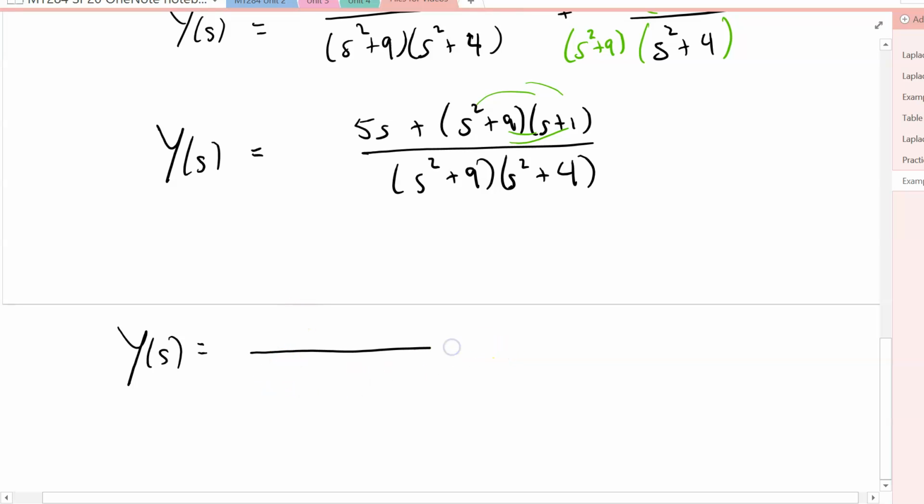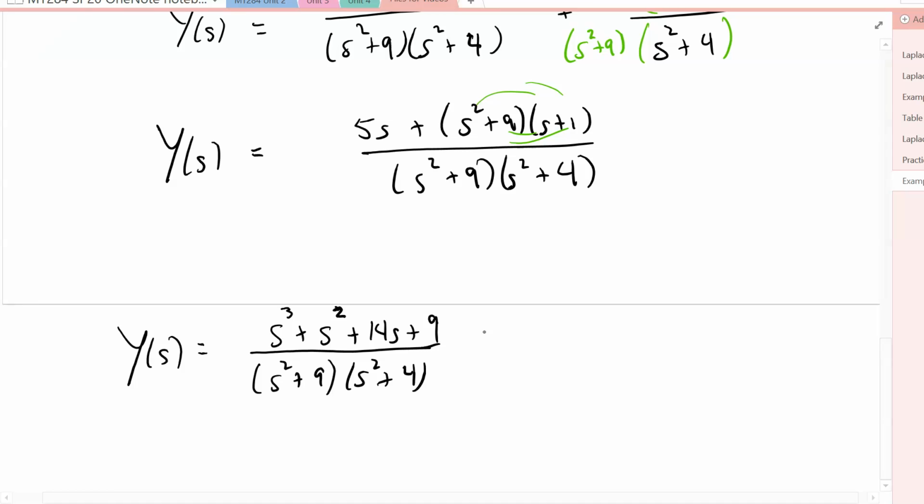Okay, that's going to be the same. It's going to be s squared plus 9 times s squared plus 4 in the bottom. And then in the numerator, we're going to have s cubed, and then the s squared term would be just one s squared term. We're going to get 9s plus 5s, that'll give us 14s, and then 1 times 9 will give us 9. Okay, so there is the Laplace transform. It's the function of s.